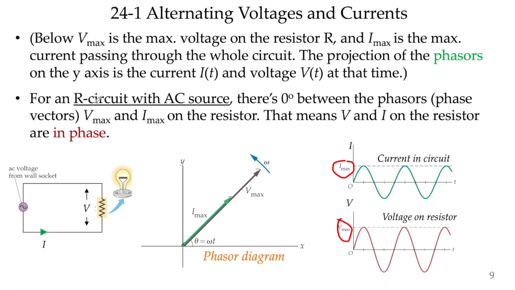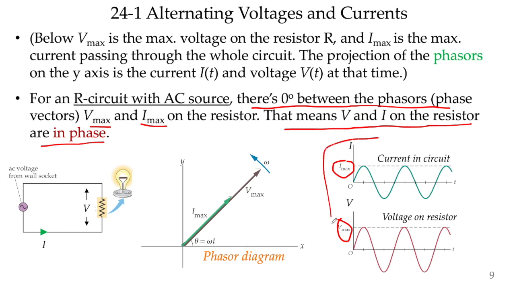Okay, so for an R circuit with AC source, that means you only have R resistance, not a capacitor, not an inductor in the circuit. There's 0 degrees between the phasors, which means phase vectors, between the maximum value of the voltage on the resistor and the maximum value of the current passing through the circuit. That means V and I on the resistor are in phase. I actually talked about this in the previous slide, right?